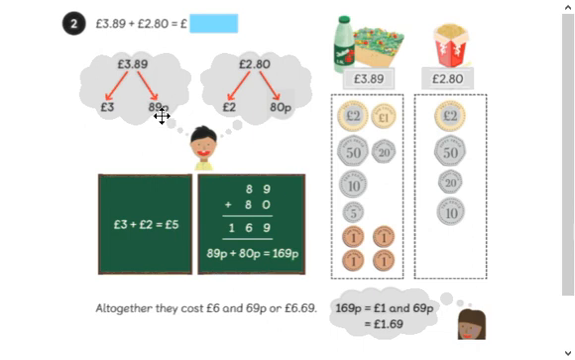So we've got the 89 and the 80. So add those two together, and that gives us £1.69. If we recombine then, £5 plus £1.69 would leave us with £6.69. So altogether, these items cost £6.69.